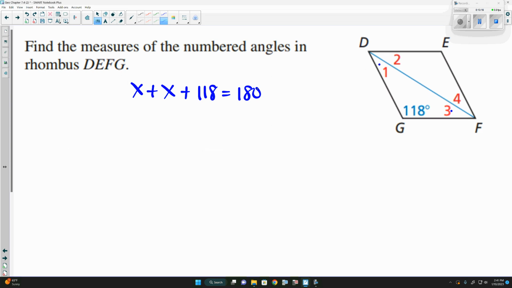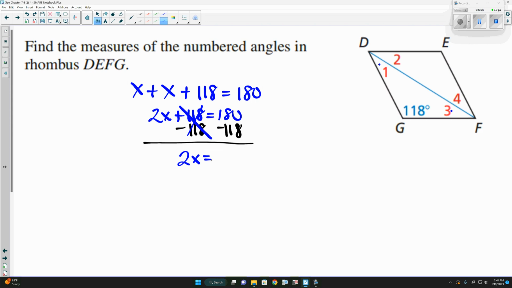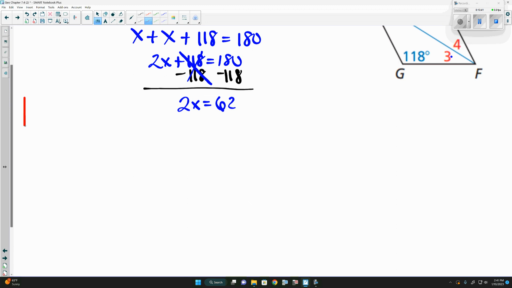Now for the 180, X plus X is 2X. Now from here we need to get X by itself, so we would subtract 118 from both sides, because 118 minus 118 is 0. And 180 minus 118 is 62. Then we would divide by 2, telling us that X is 31.